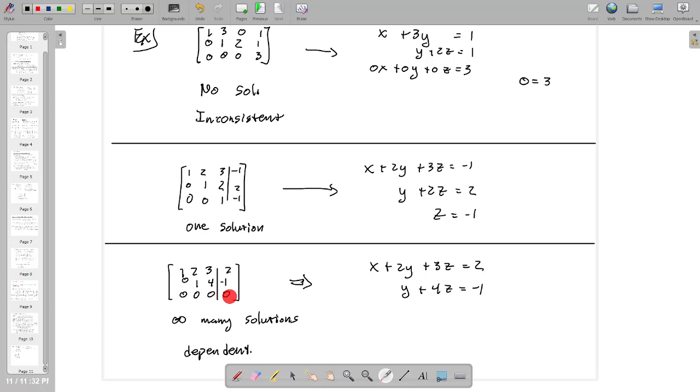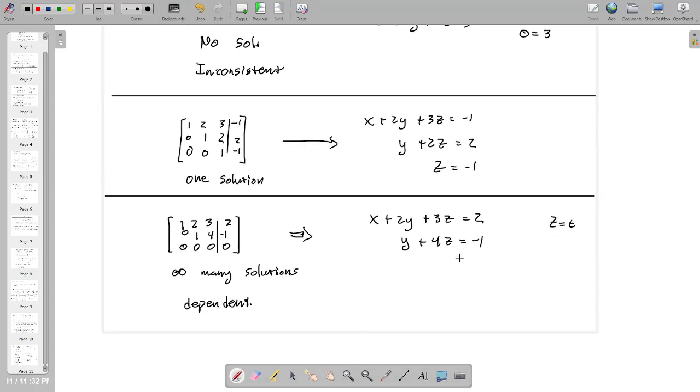I don't need this last equation because it's just all zeros. So how we would solve this one is to say z is equal to t. Remember, we introduced this extra parameter and we call it t. We set one of the variables equal to it, and then we solve for the other ones in terms of t. So here, if z is equal to t, then equation 2 gives me y plus 4t is equal to negative 1. Then I just solve for y. y is equal to negative 4t minus 1.